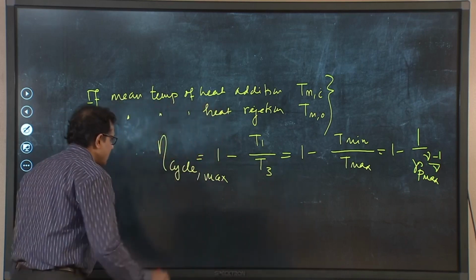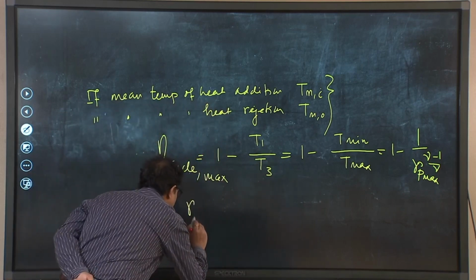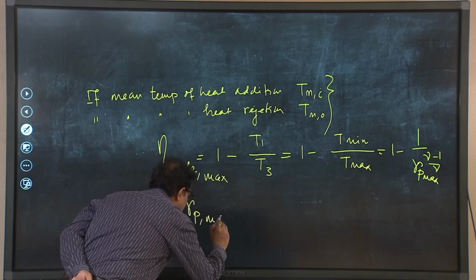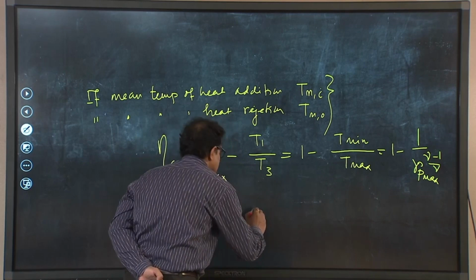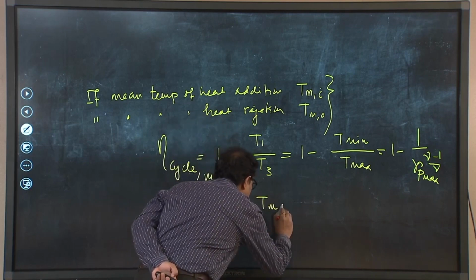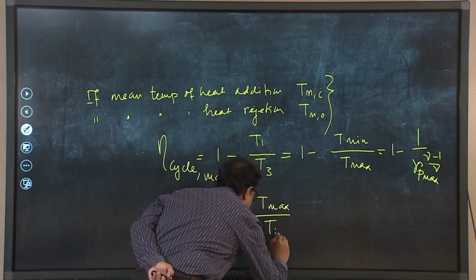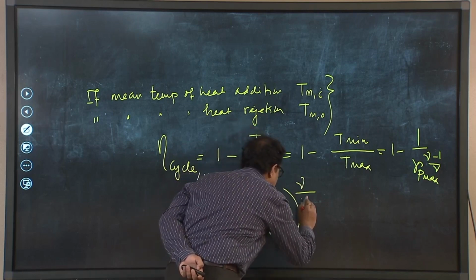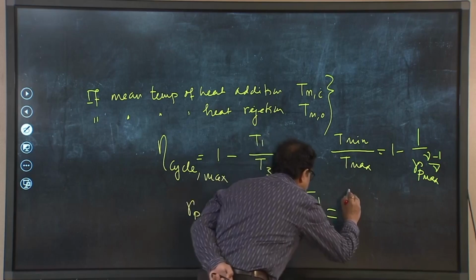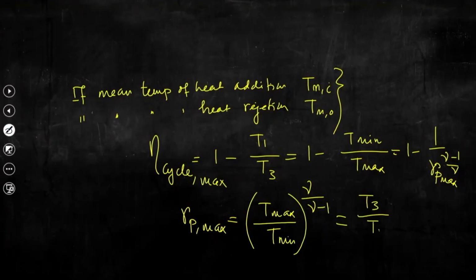Now, what can we write from this? Then we can write Rp maximum equal to T max by T min to the power gamma by gamma minus 1, that is equal to T3 by T1 to the power gamma by gamma minus 1. So, this is what we can write from this.